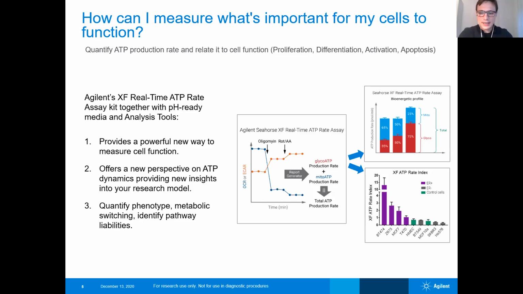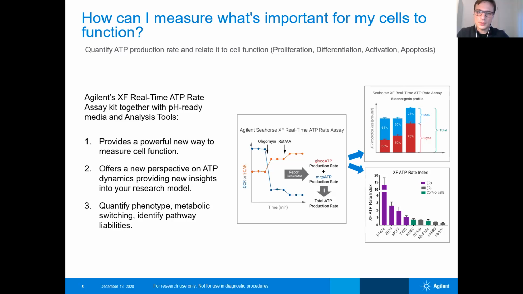And then if you do such an assay, the software can nicely calculate for you glyco-ATP production rate and mito-ATP production rate. If you add both together, you have the total ATP production rate. It can give you nice bar graphs as on the upper right, or you could also gain an XF ATP rate index from that, which is just mito-ATP divided by glyco-ATP production.